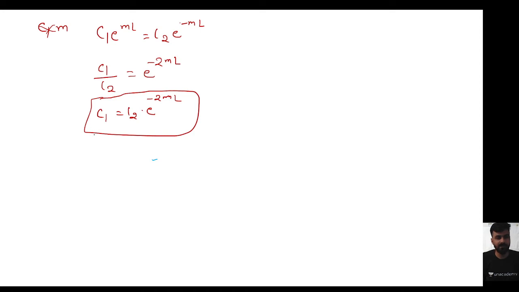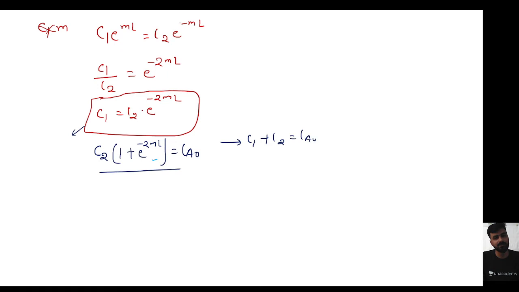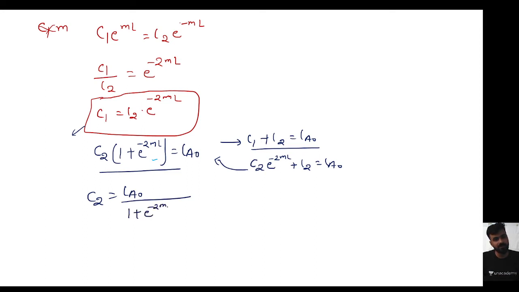Now substituting the values of C1 and C2 over here. C2 times (1 plus e^(−2mL)) is equal to C_A0. Why? Because C1 plus C2 is equal to C_A0, so C2 e^(−2mL) plus C2 is equal to C_A0. So from here I can write C2 is equal to C_A0 upon (1 plus e^(−2mL)).